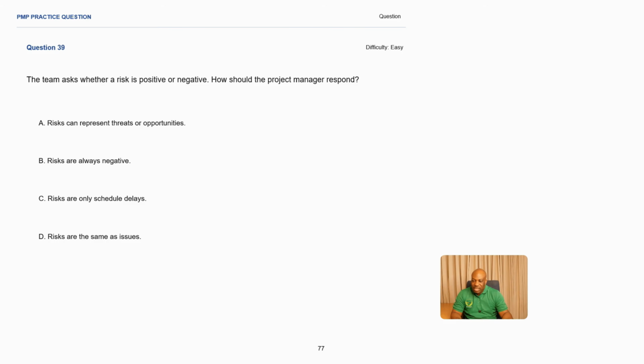Then practice question number 39. The team asks whether a risk is positive or negative. How should the project manager respond? So the team is expecting the project manager to respond. They want to understand whether the risk is positive or is negative. So let's go through the answers now.